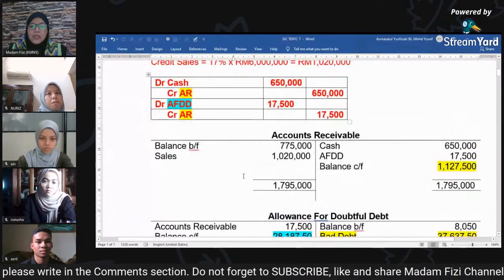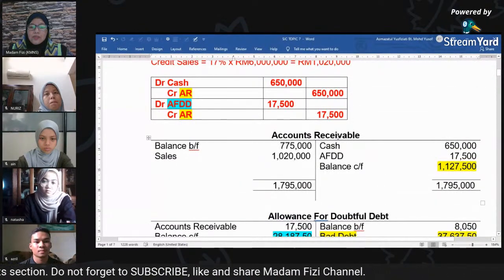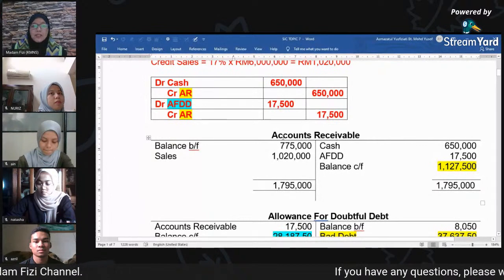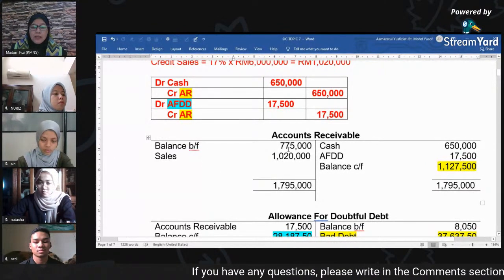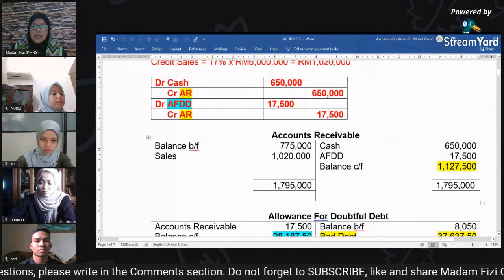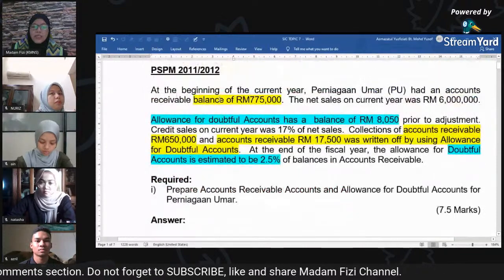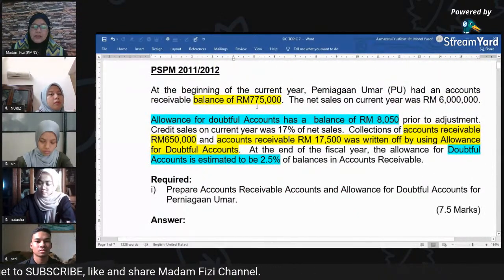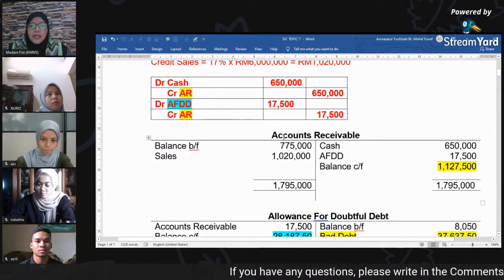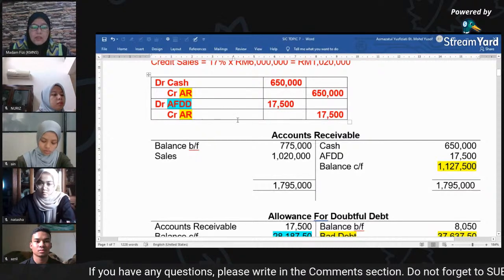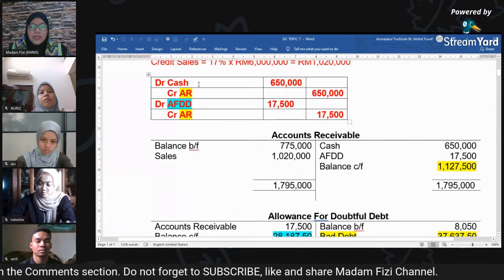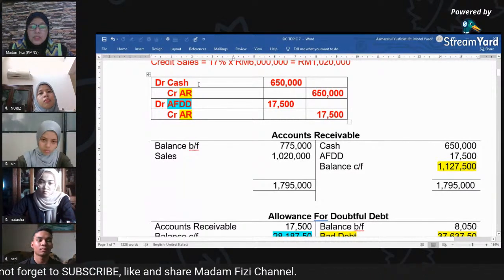Okay. So we start with the T account of accounts receivable. Accounts receivable is an asset, so the balance brought forward is at the debit side, 775,000. So where did you get the information? Is at the question ni yang atas sekali at the beginning ni. Okay, so that is the balance brought forward. And then awak masukkan all the information that you have just jotted down. Ni yang merah ni, yang kita jot down. That's why I ask you to make your own journal entry.